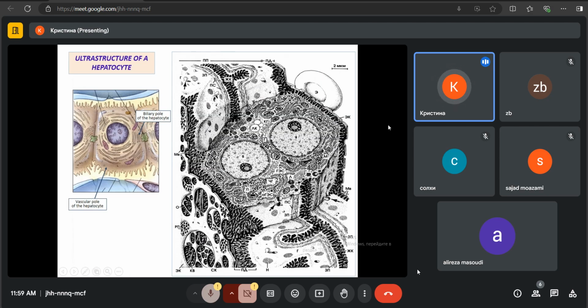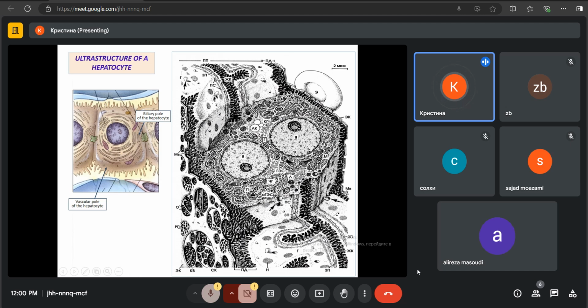Now, the ultrastructure of hepatocytes and the poles of these cells. Hepatocytes are epithelial cells which derive from endoderm. They have connections between each other, the intercellular junctions, including tight junctions. One surface of the hepatocyte looks to the sinusoidal capillary, and such a surface will be called the vascular pole of the hepatocyte. Vascular because it faces the blood capillary.